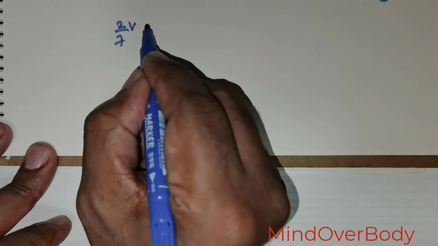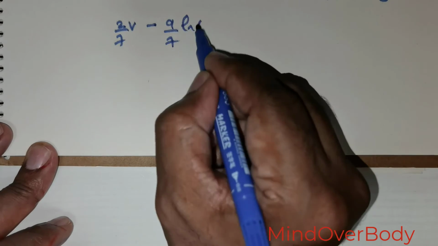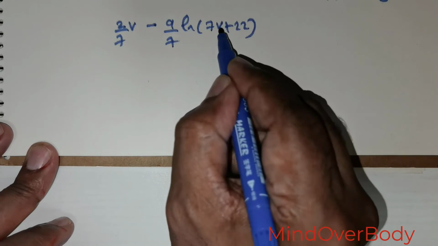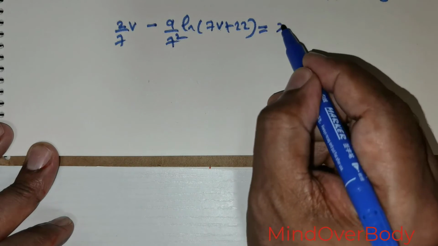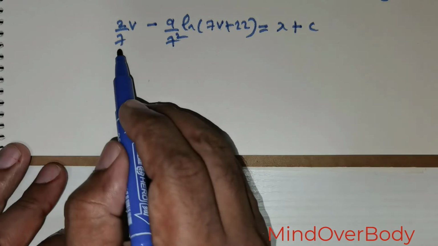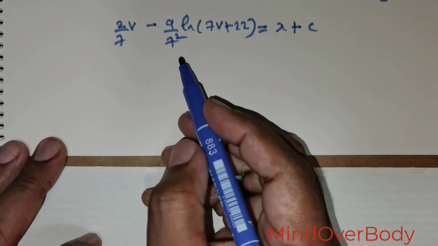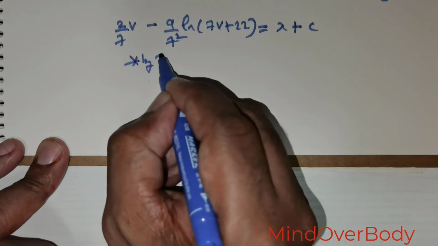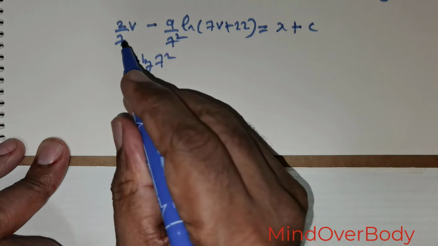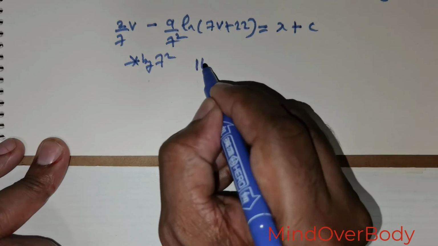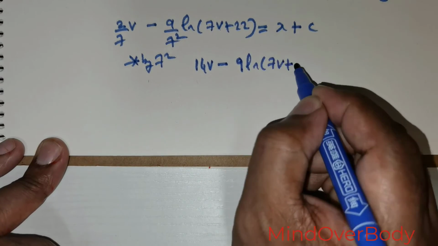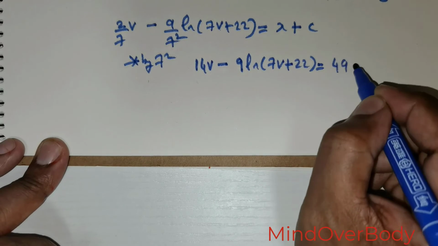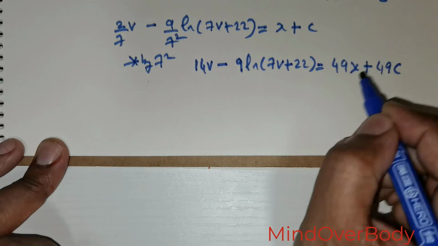So upon integration I would get 2 over 7 times v - 9 over 7 times the ln of (7v + 22), divided by the coefficient of v, which is 7, so it's going to be 7 squared, is equal to, when I integrate dx, I get x + c. Now I can get rid of the 7 squared, so I will be multiplying by 7 squared throughout, and that would give me a 7 here, so it's going to be 14v - 9 times ln of (7v + 22) is equal to 49x + 49c.